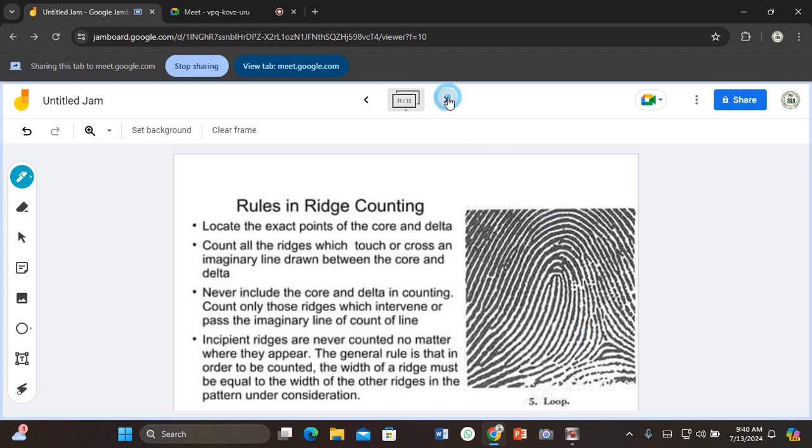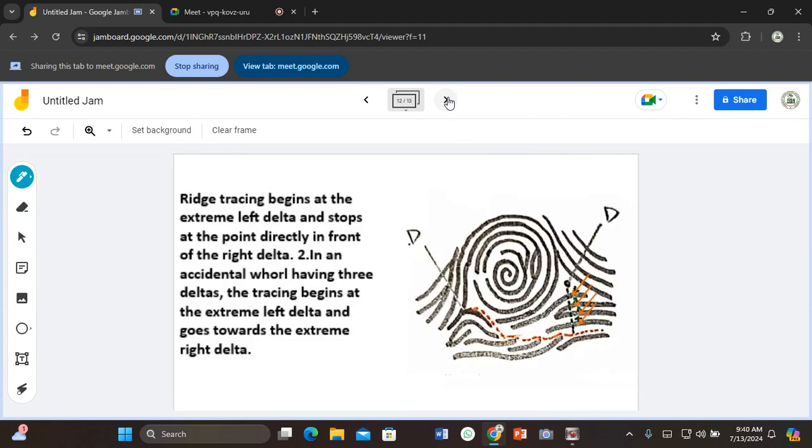You only count those ridges that are as thick as the others around them. So let's move further. We also said ridge tracing begins at the top extreme left of the delta and stops at the point directly in front of the right delta. In an accidental whorl having three deltas, the tracing begins at the extreme left delta and goes towards the extreme right delta. You just ignore any delta you meet along this path.